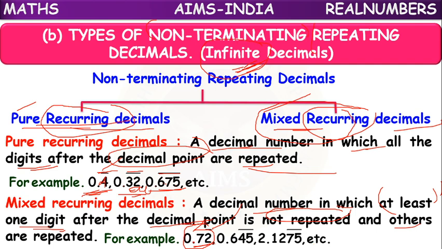So in non-terminating repeating decimals, we have two types. After the decimal point, if all digits repeat, then it is called pure. After the decimal point, if at least one is not repeated and the remaining are repeating, it is called a mixed recurring decimal.